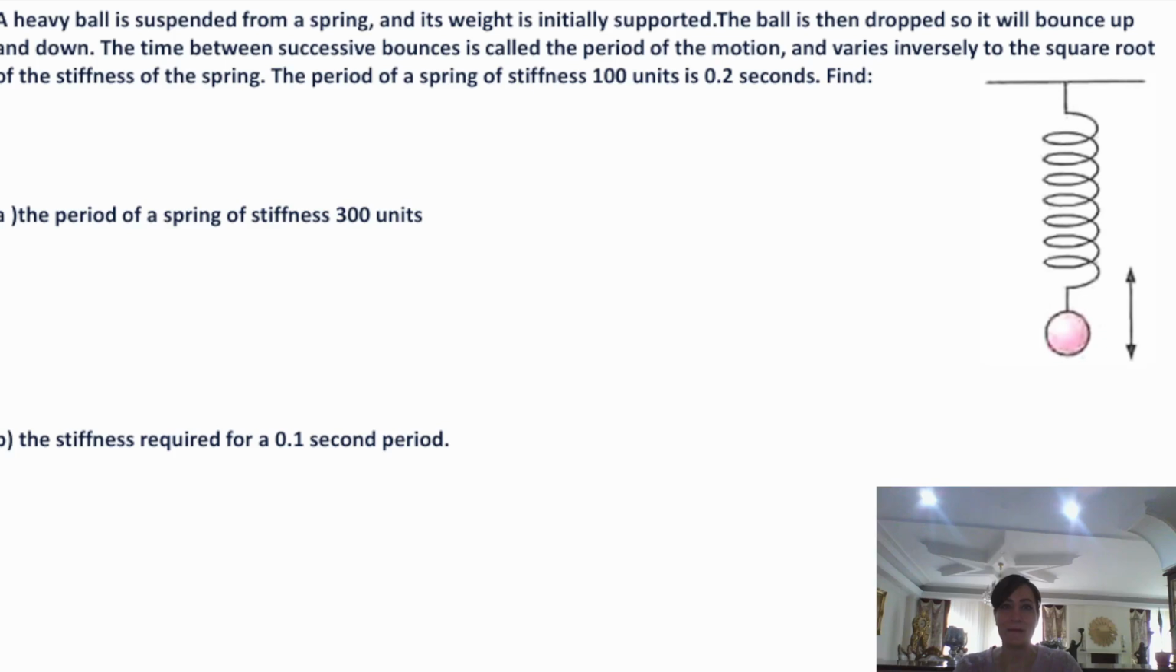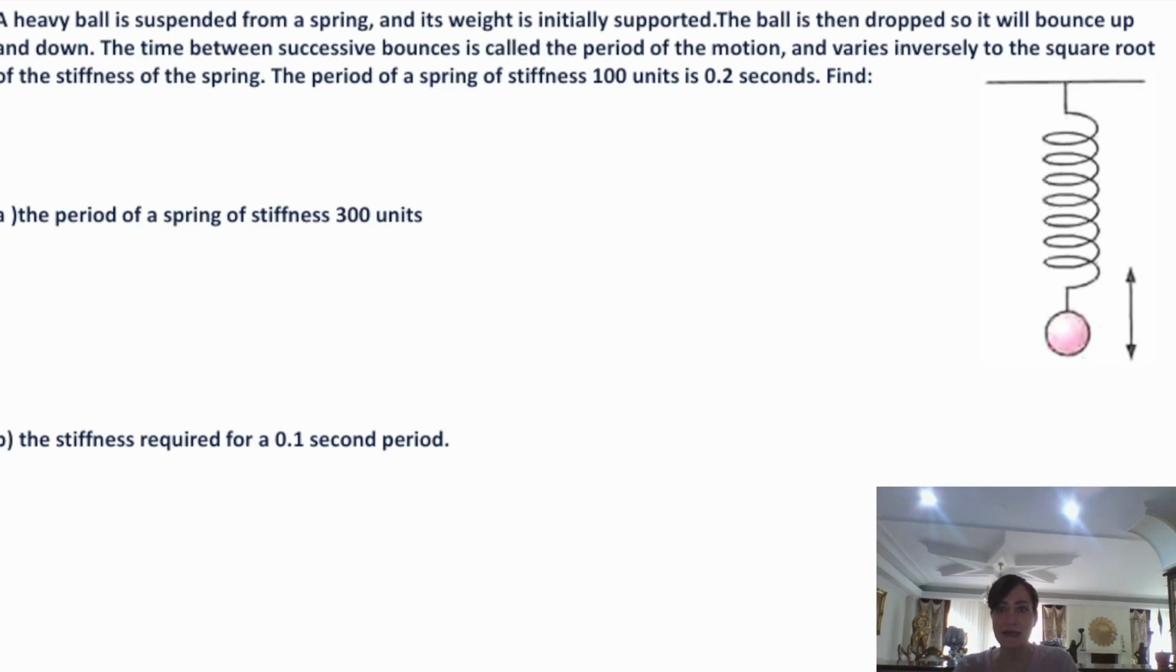Here is a question that says a heavy ball is suspended from a spring. We see here a ball suspended from a spring, and its weight is initially supported. The ball is then dropped, so it will bounce up and down. The time between successive bounces is called the period of the motion. So the time that it goes up and then down, we call the period of this motion.